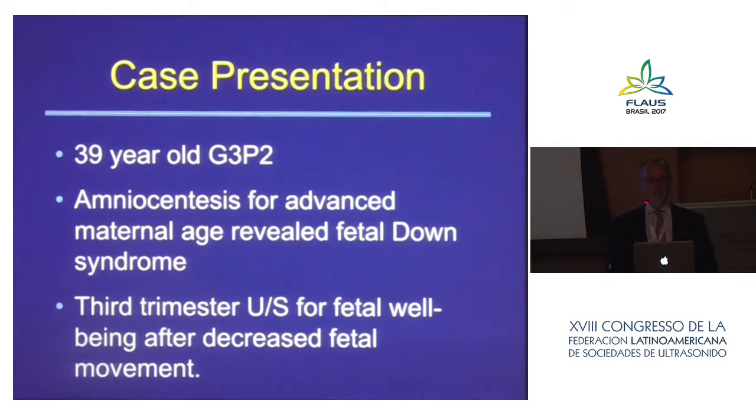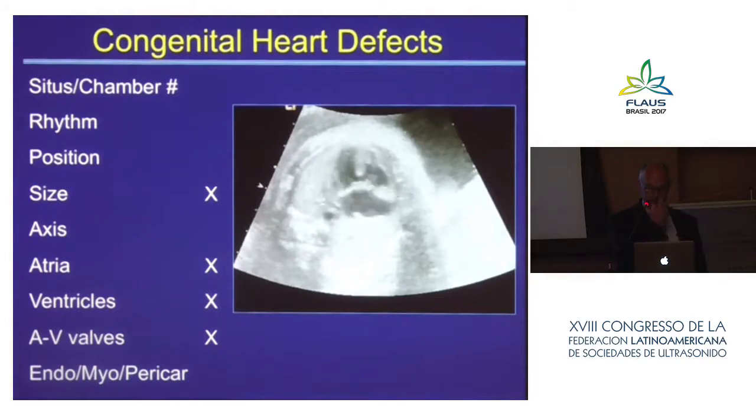So our first case, 39-year-old gravida 3 para 2, who had an amniocentesis for advanced maternal age, and the fetus has Down syndrome. So she came in for a third trimester ultrasound to look at fetal well-being after having had decreased fetal activity. So this is a clip through the heart, and I think the defect is quite obvious here.